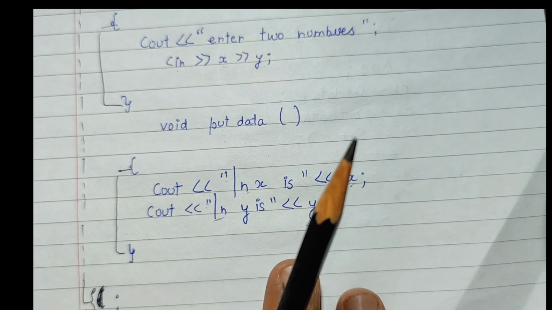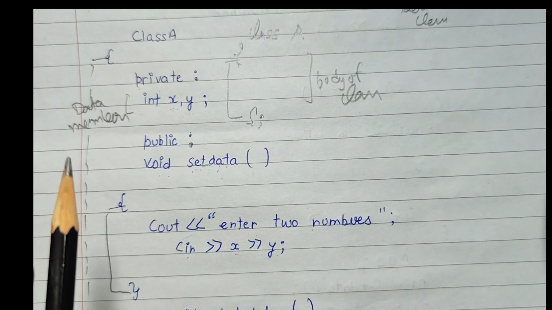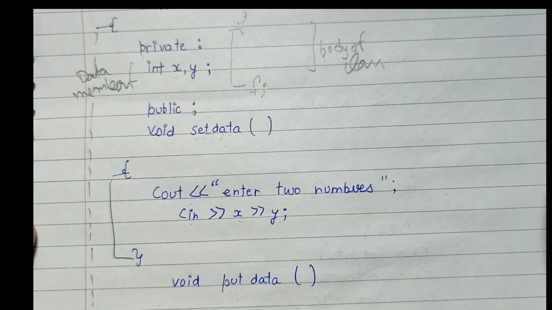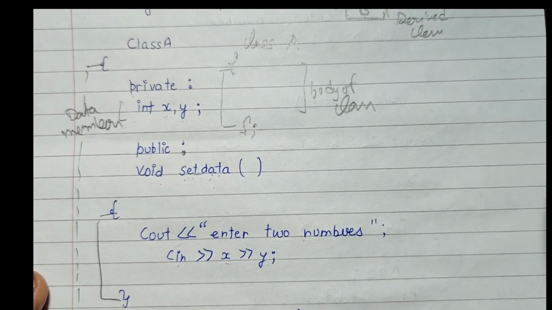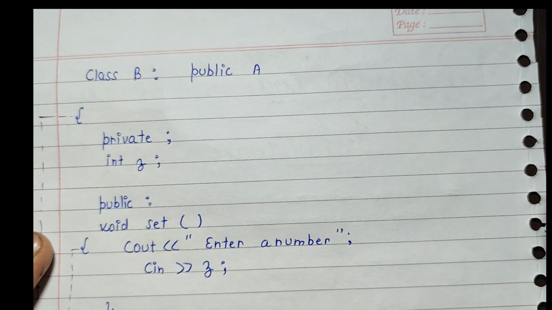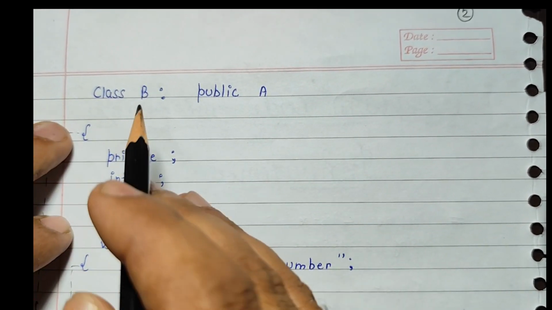So after this, now this is the code for the base class. Now I write the code for class B. Now I implement the concept of inheritance. Okay, so now I will show you how to implement the inheritance. Okay, now for implementing inheritance, there is one syntax.